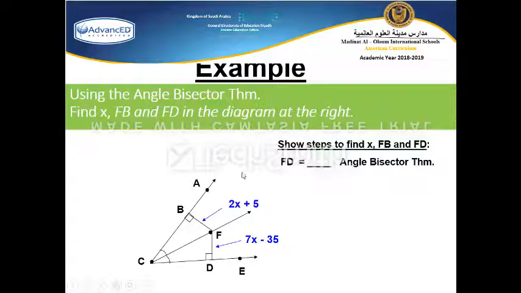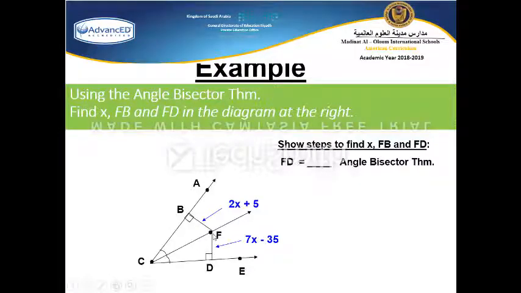Using the angle bisector theorem, find the value of x and find the lengths of FB and FD. Here we have an angle bisector. How do we know? Because in the given we have two arcs that tell us these two angles are congruent. That means CF is the angle bisector. Then point F is equidistant from the sides. That means FD equals FB.